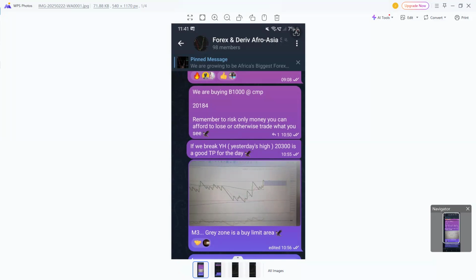So, we're talking about synthetic indices today, Boom and Crash, and we're just doing a trade recap of the trade we took in the morning.